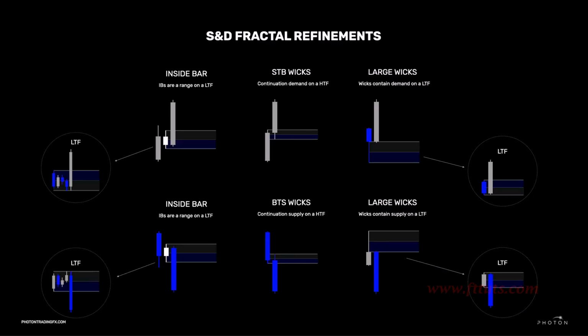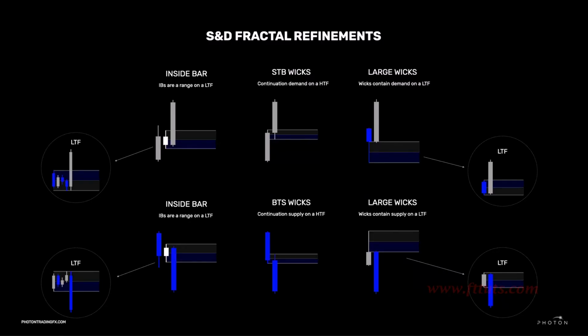Inside bars, where the candle does not break the high or low of the prior candle, and it is then engulfed by the next candle. So this represents a range created zone on a lower time frame. And we don't care if the inside bar is bullish or bearish. It's irrelevant in terms of supply and demand. We are just looking for which way price moves after the inside bar forms. So if it breaks out to the upside, it's demand, or to the downside, it is of course supply.